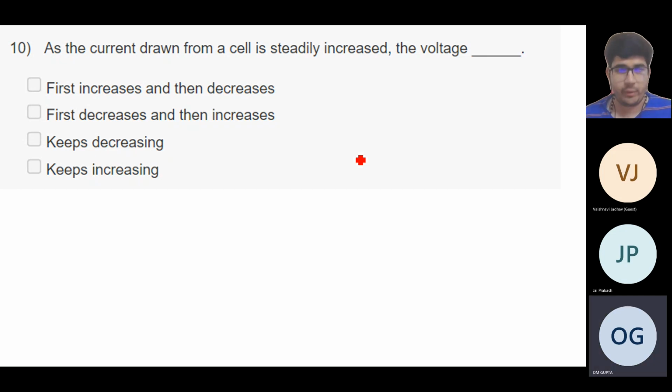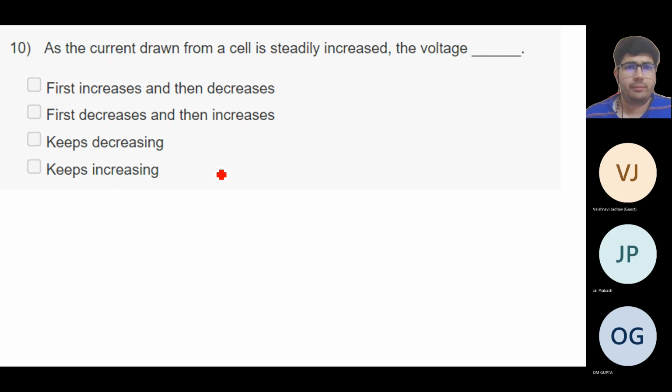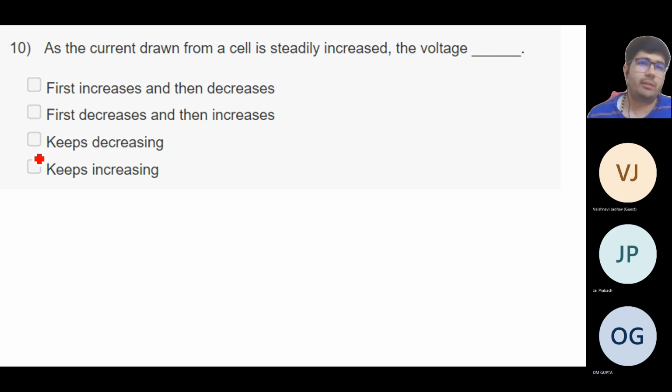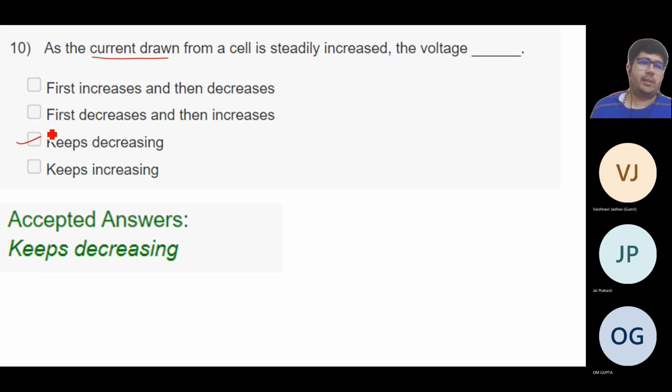Yeah. Okay. Only option 3 is the one. As the current drawn from a cell is steadily increased, the voltage keeps decreasing. Because as we steadily increase the current, the voltage will decrease. If we increase the current density, it means that the losses will be more. Initially activation loss, then ohmic loss, then mass transportation loss. So the voltage will keep decreasing. So the correct answer is C.